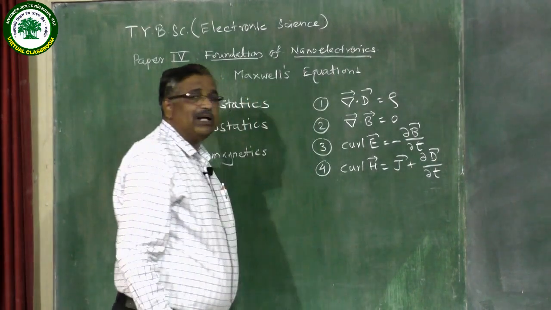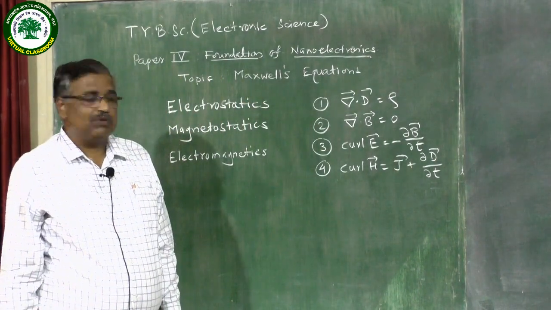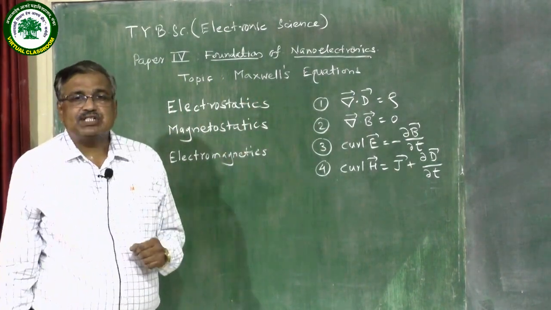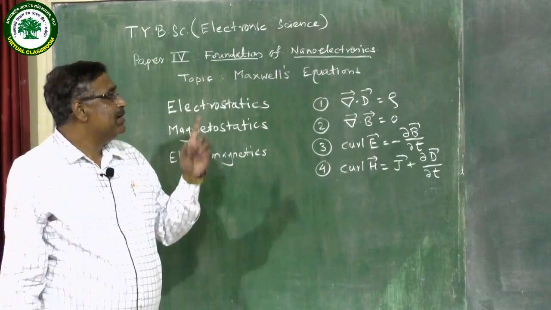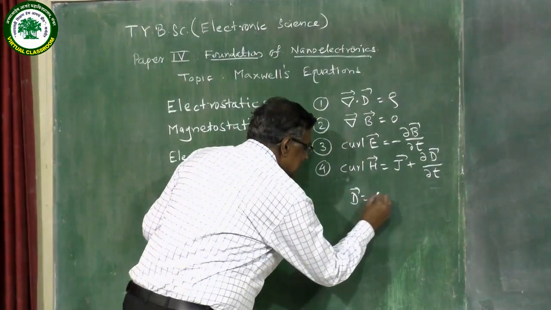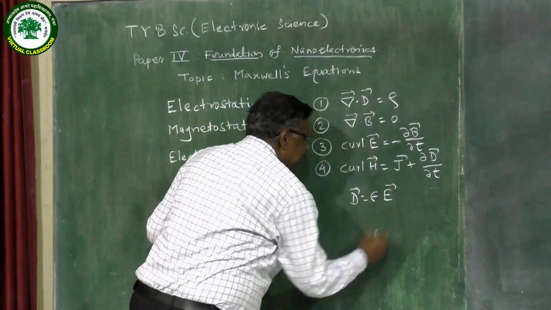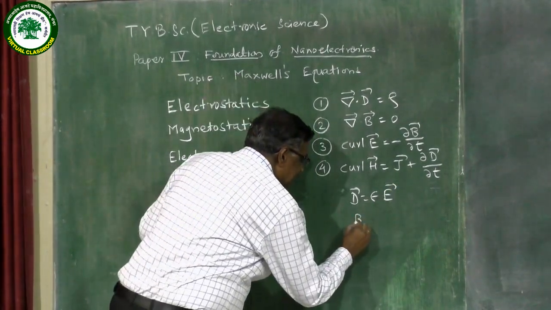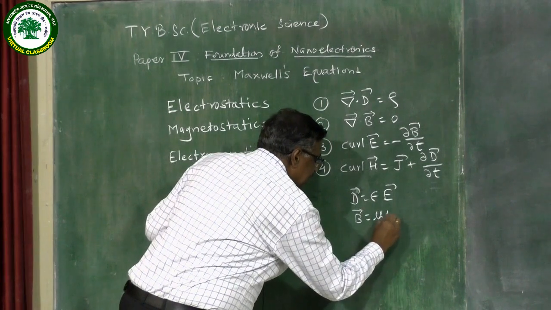So these are the four fundamental equations proposed by Maxwell. Along with these four equations, there are three subsidiary equations proposed by Maxwell. The first equation is vector D is equal to epsilon into E. The second equation is vector B is equal to mu H.